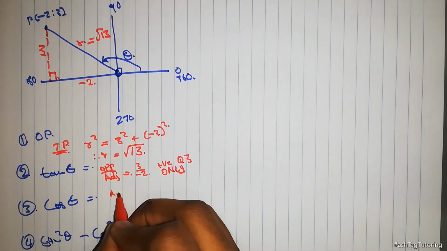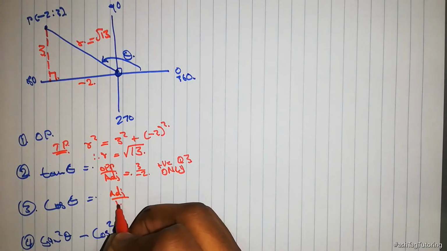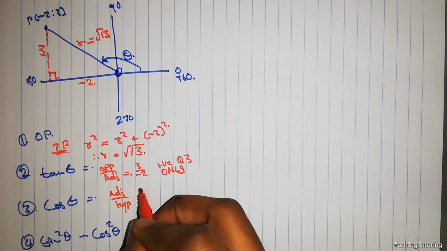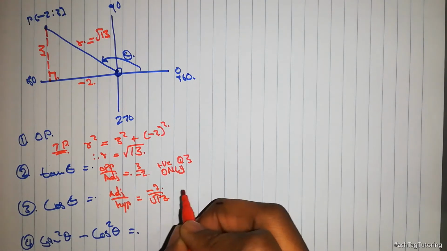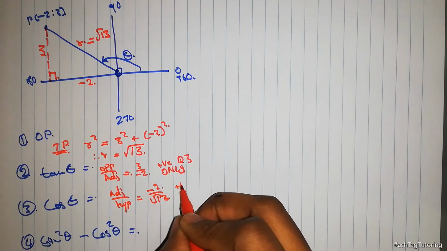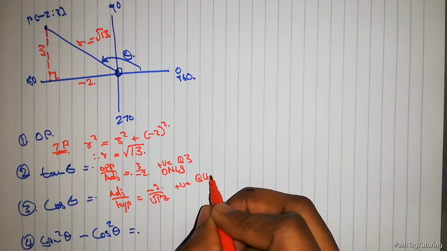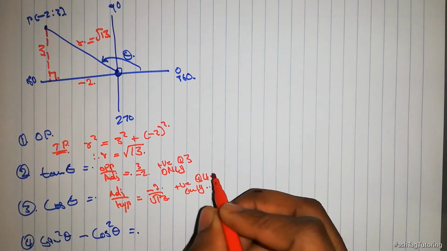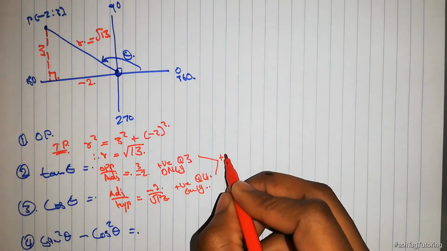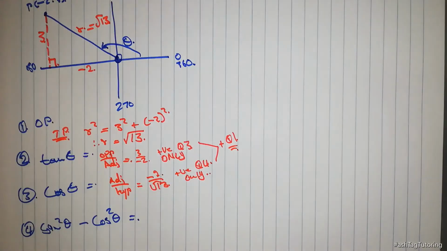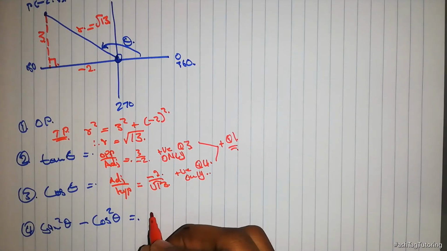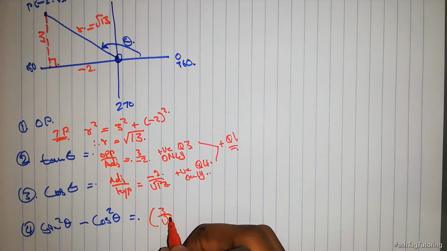All right, so number 3, to determine cos theta: cos theta is adjacent over hypotenuse, and adjacent is -2 over hypotenuse root 13. Again, it's negative because it's in the second quadrant, and cos can only be positive in the fourth quadrant and the first quadrant.